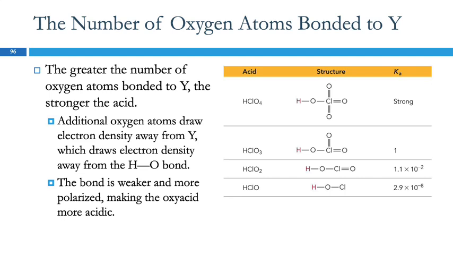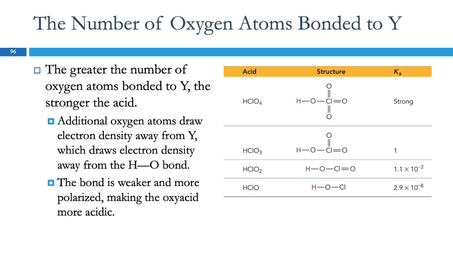So the electronegativity of that element Y affects the acidity, and the number of oxygen atoms bonded to Y also affects it. So here we're looking at this family of oxyacids. This is chloric acid, perchloric acid, chlorous acid, and hypochlorous acid. So they've all got this one ionizable hydrogen. It's on an oxygen. The next element over is chlorine for everything. So we're not looking at any electronegativity difference here, but this chlorine has more oxygens bonded to it.